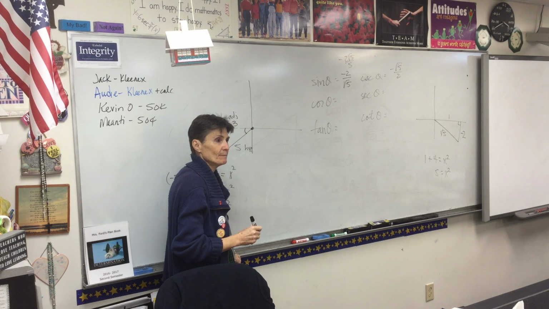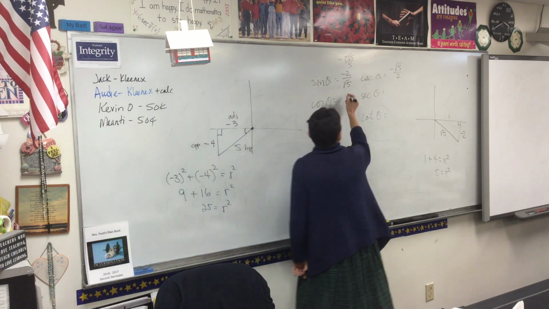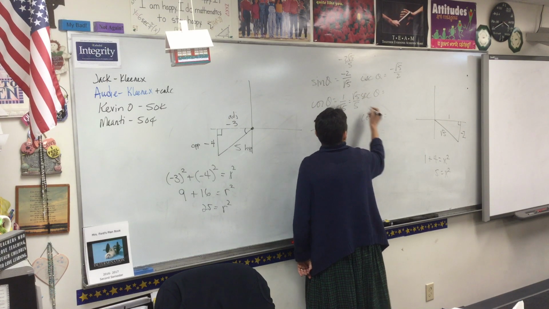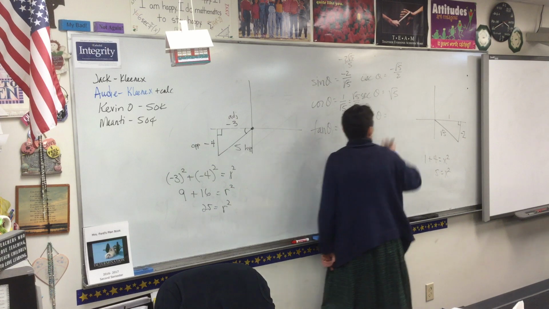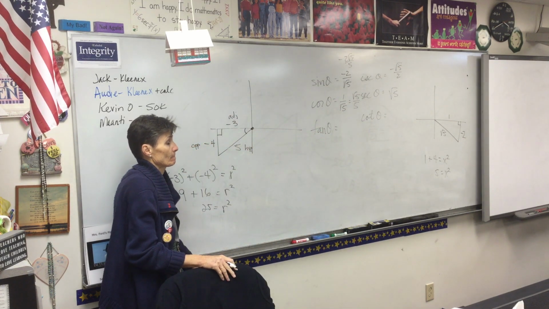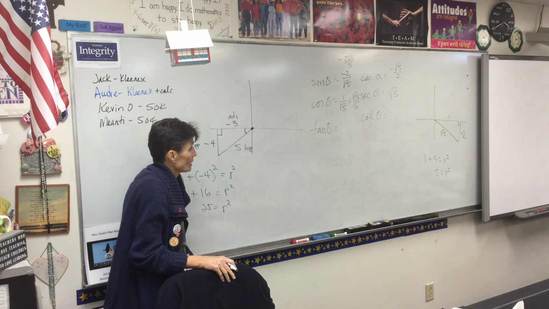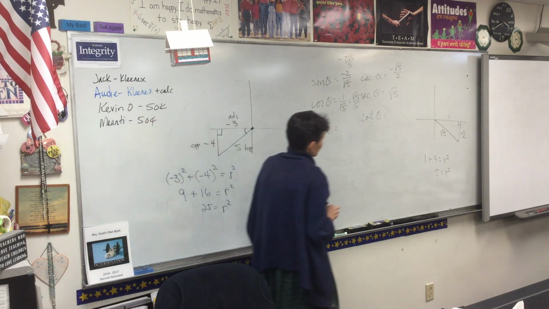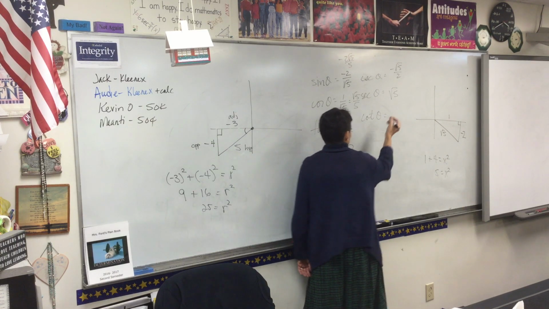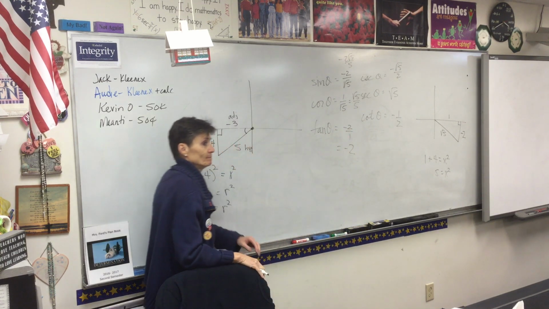What about my cosine? 1 over root 5. It's positive. 1 over root 5, or root 5 over 5. And the secant is root 5 over 1. It's positive. And how about our tangent? -2 over 1, or -2, and the cotangent is going to be -1/2. Beautiful.